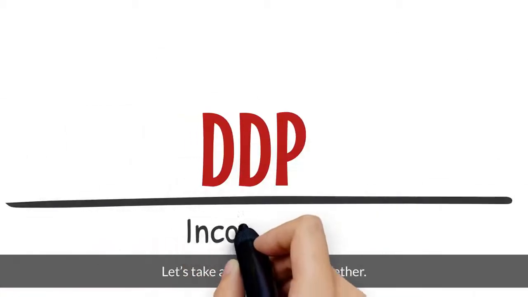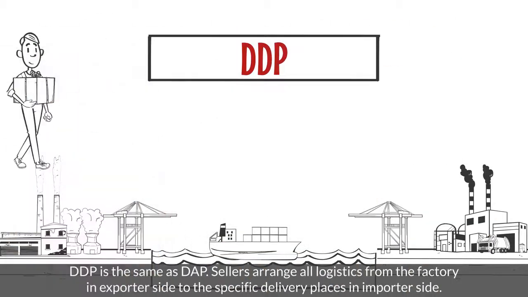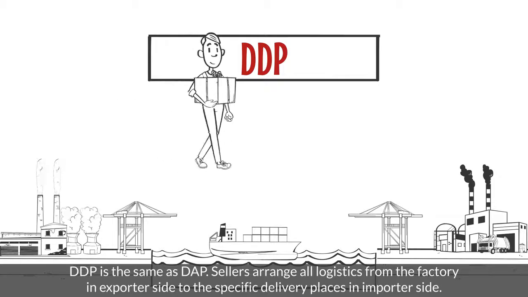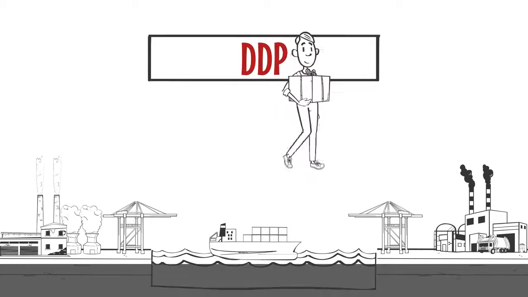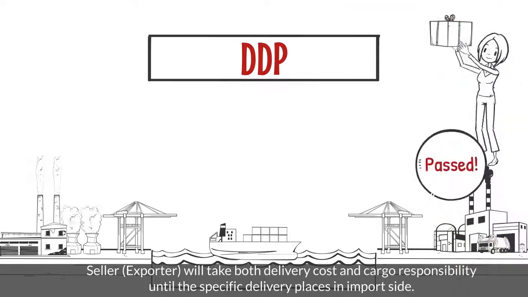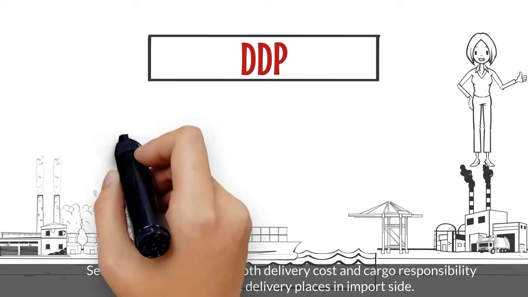Let's take a look at DDP together. DDP is the same as DAP. Sellers arrange all logistics from the factory on the exporter side to the specific delivery place on the importer side. The seller, the exporter, will take both the delivery cost and the cargo responsibility until the specific delivery place on the import side.